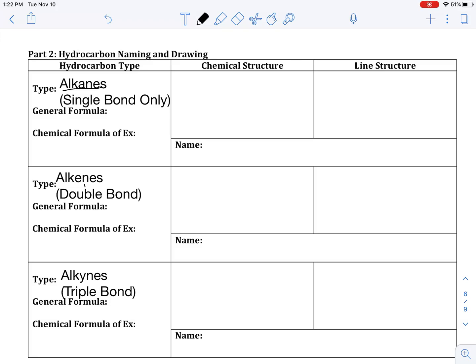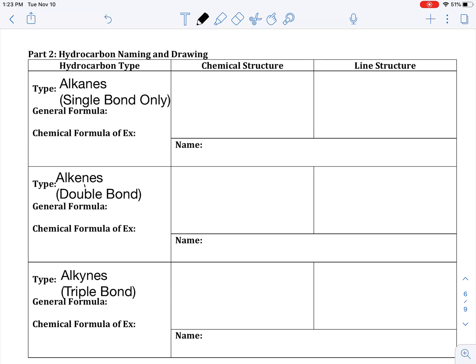All right, so here we have, let's see if I can do this. There we go. We have three types of hydrocarbons. Remember, hydrocarbons are organic compounds. Last unit we remembered it's all about carbon. And we have three types of hydrocarbons. We have alkanes, alkenes, and alkynes.